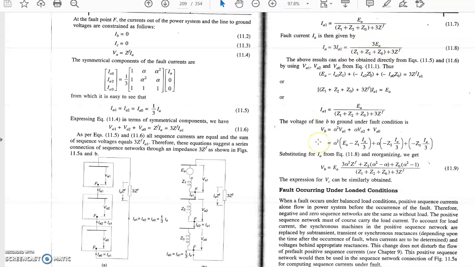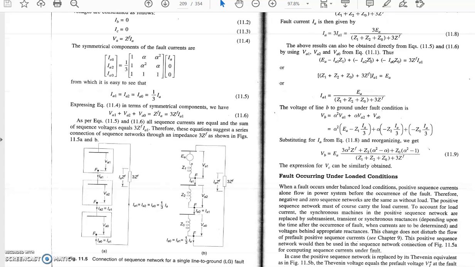And if you get the value of Ia1, then you can get Vb, which is equal to alpha square Va1 plus alpha Va2 plus Va0. So you can also get the value of Vb. You can also get the value of Vc. So if you find the diagram, then you can calculate all the other parameters: fault voltages Va, Vb, Vc and fault currents Ia, Ib, Ic. So this is the line to ground fault derivation.